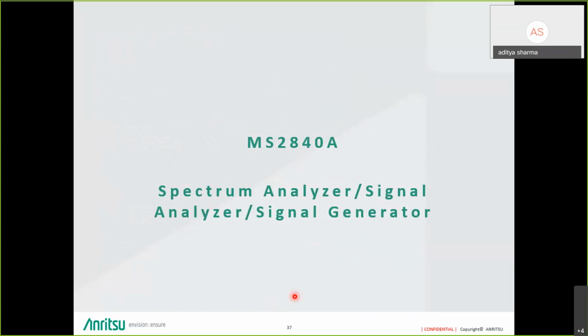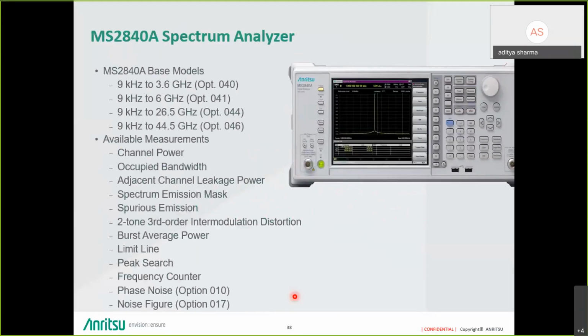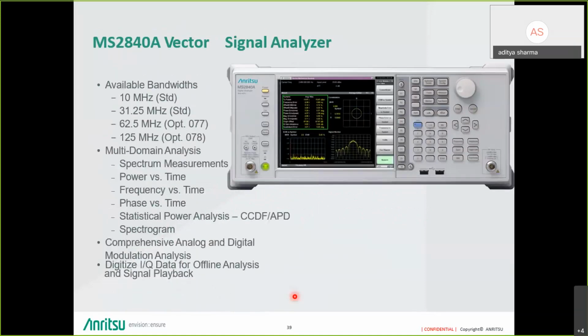Then again, the other model for the benchtop, we do have is the 28408. The frequency range is 3.6 gigahertz, 6, 25, 26.5, and 45 gigahertz, starting from 9 kilohertz. Available measurements are already there, which I talked about earlier. It's the same measurements. We have a signal analyzer option as well in the same, up to an analysis bandwidth of 125 megahertz.